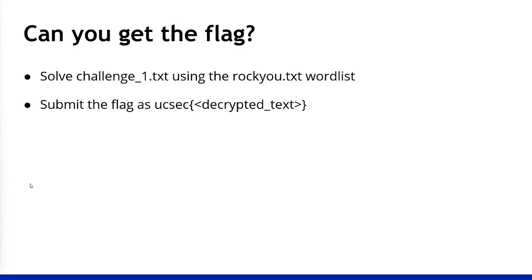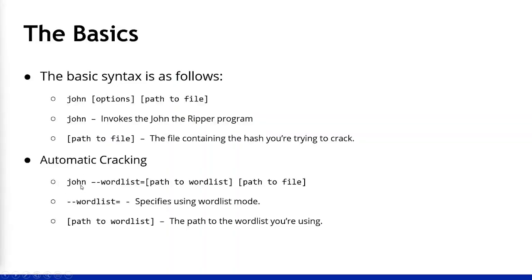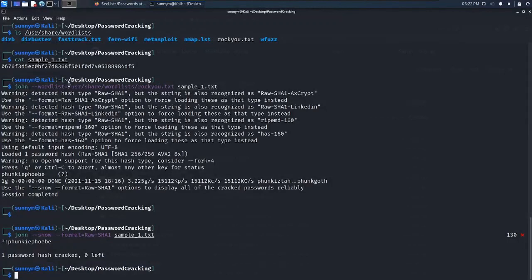All right. If you're struggling with this, let's try a little hint. Try using this command, except instead of path to file, try using challenge_1.txt. And then for the word list, just use the supplied word list. I'll show it right here. So that's the word list we're using.